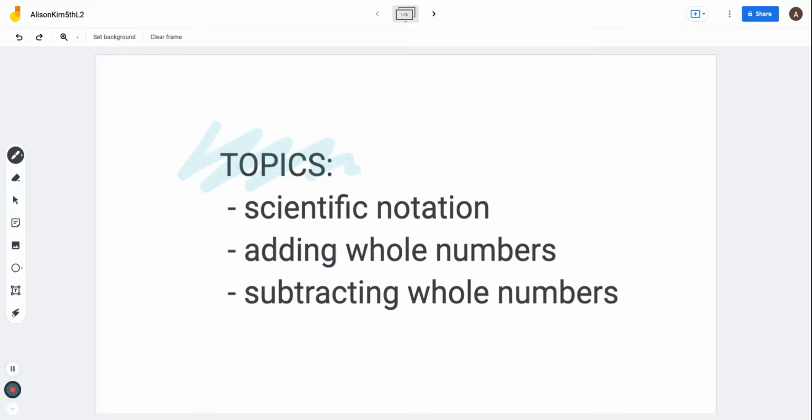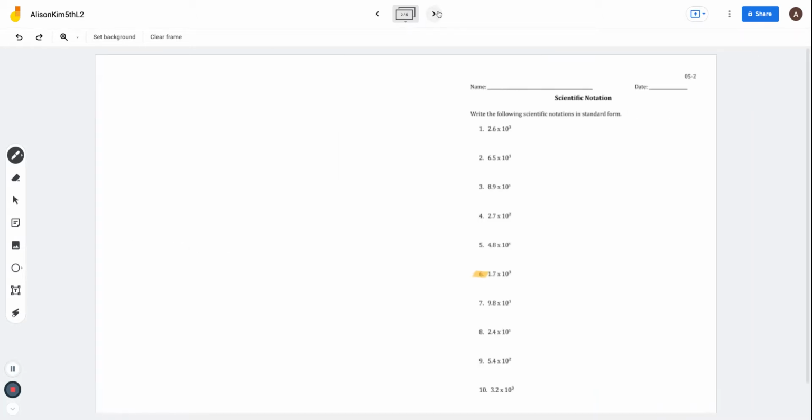Hi, fifth graders. Today's topics are scientific notation, adding whole numbers, and subtracting whole numbers. We're going to start off with scientific notation. For this specific worksheet, it wants us to expand it because it's already in its compressed form.